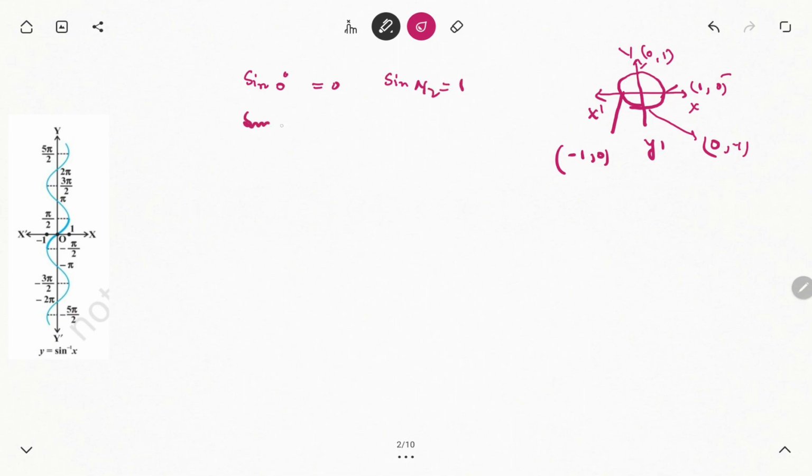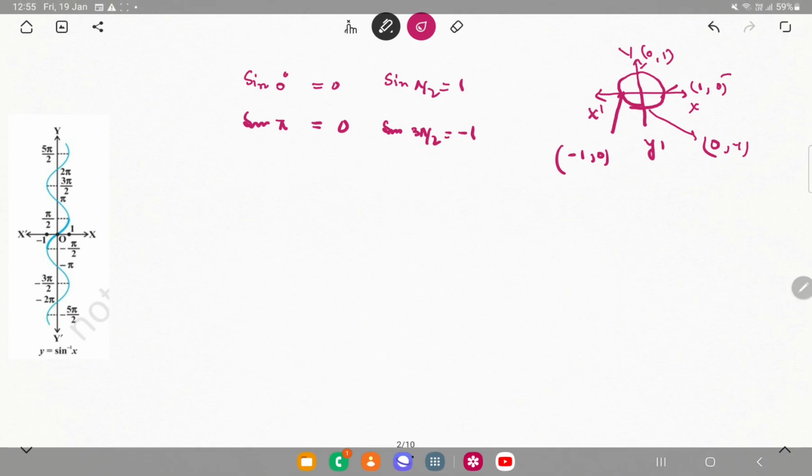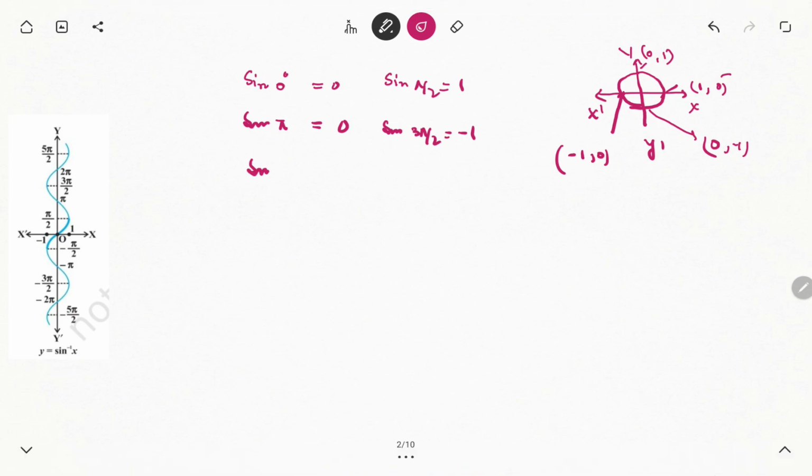What is the sine pi? Again 0, this point, right? What will be the sine 3 pi by 2? Minus 1, right? Now, sine minus pi by 2 is minus 1.